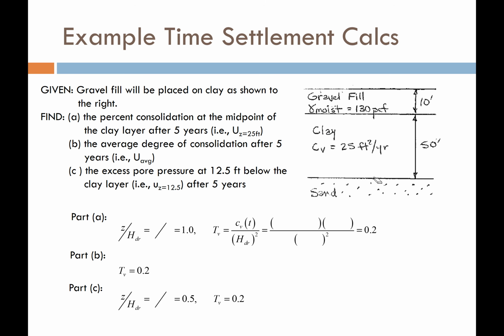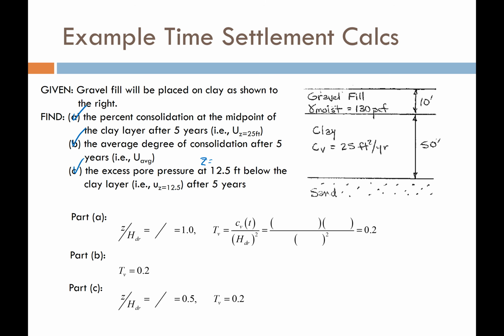What I want to find is, first of all, the percent consolidation at the midpoint of the clay layer after 5 years. So this is U sub Z, big U sub Z equals 25 feet at time equals 5 years. Then I want to find the average degree of consolidation for the entire clay layer after 5 years. So that's U average. And then I want to find the excess pore pressure at a depth of Z equals 12.5 feet below the top of the clay. So that's little u sub Z equals 12.5 after time equals 5 years.